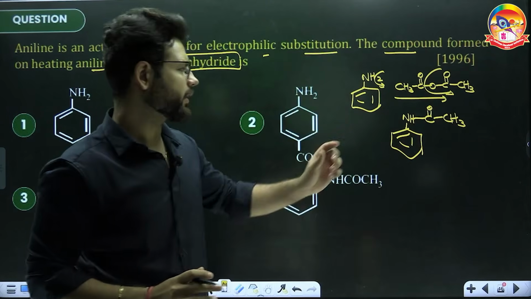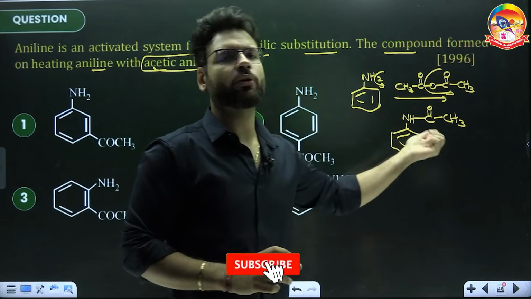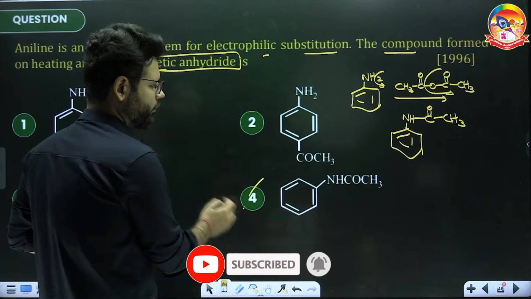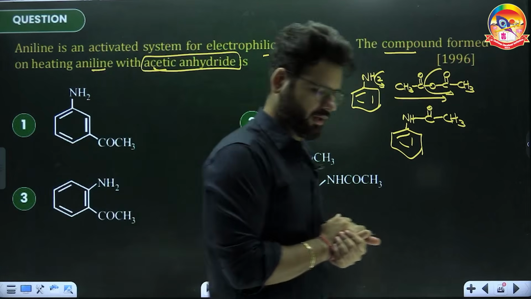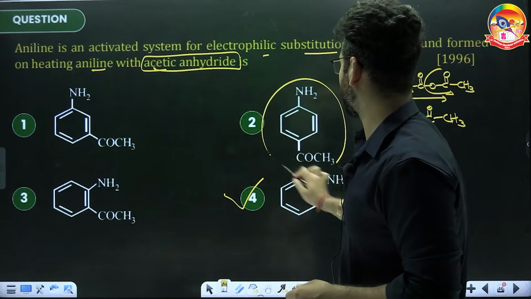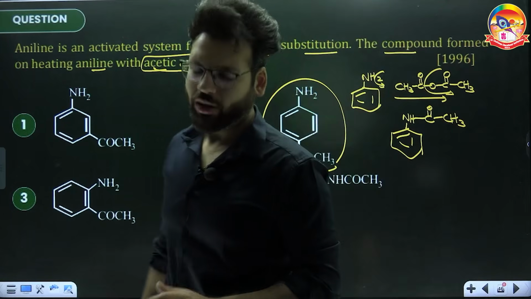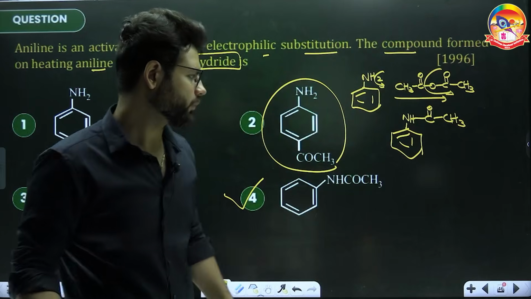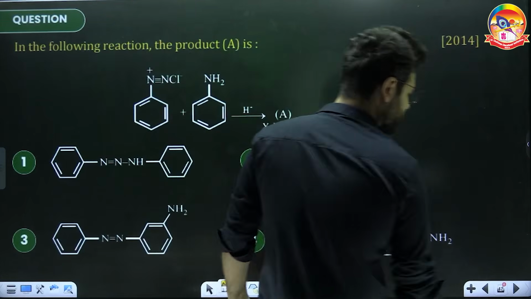Acetanilide. Acetate group is here, acetyl group is there, aniline is there, so it's acetanilide, which is the fourth option. I hope it is clear to you. I hope nobody is choosing this option thinking that it's a Friedel-Crafts reaction. Anilines and phenols do not undergo Friedel-Crafts acylation. Instead, they undergo esterification and acetylation.